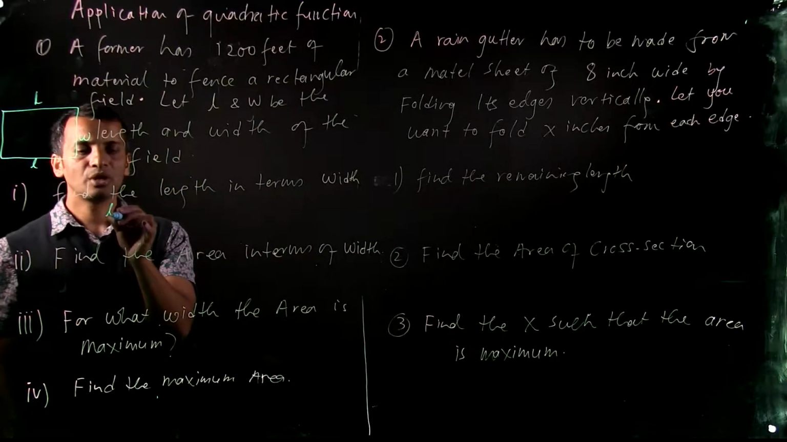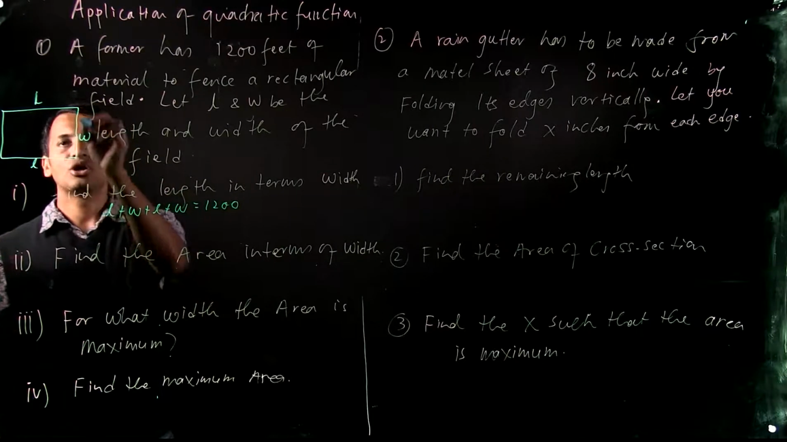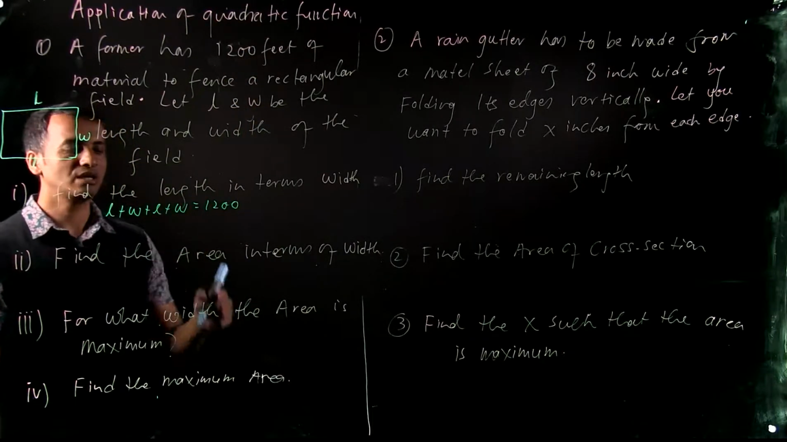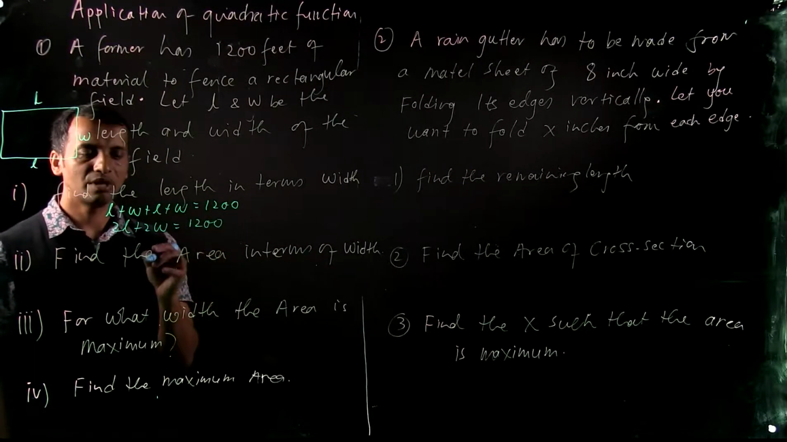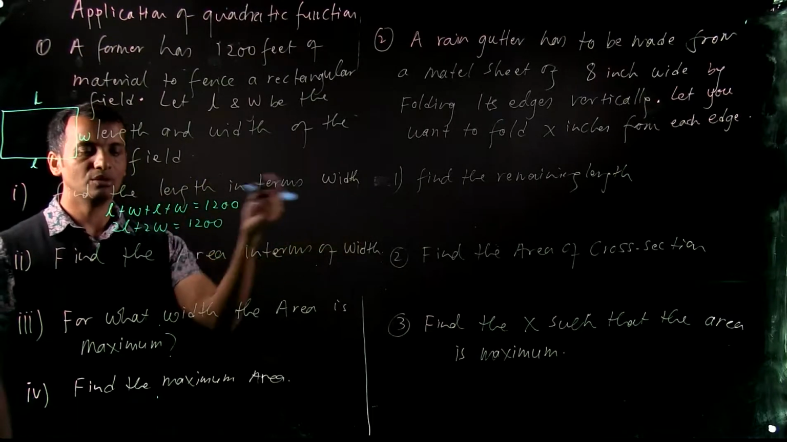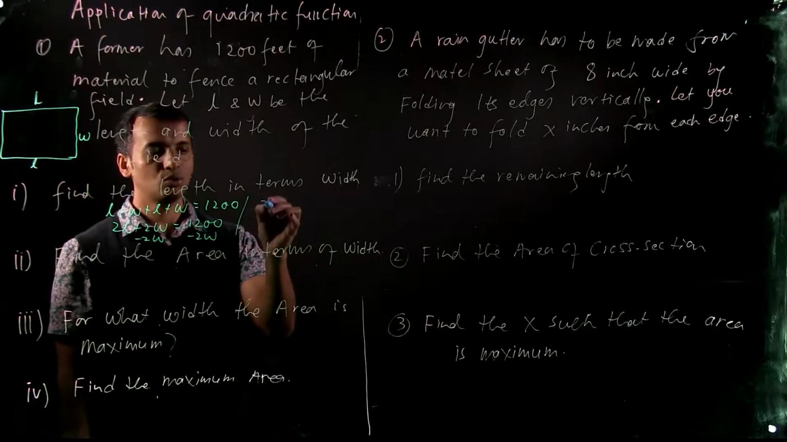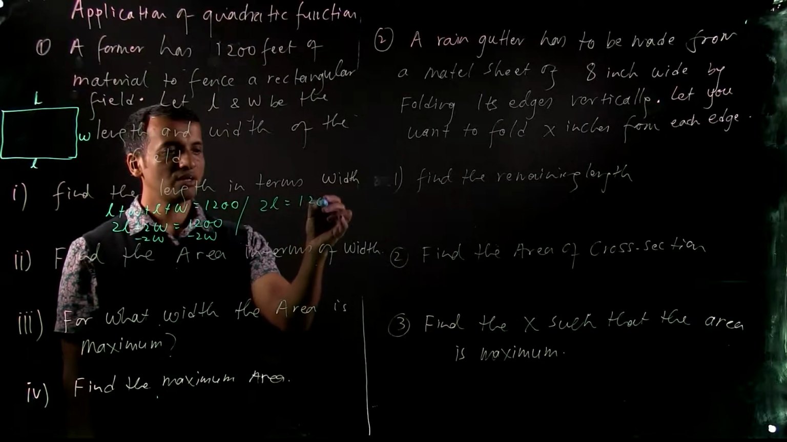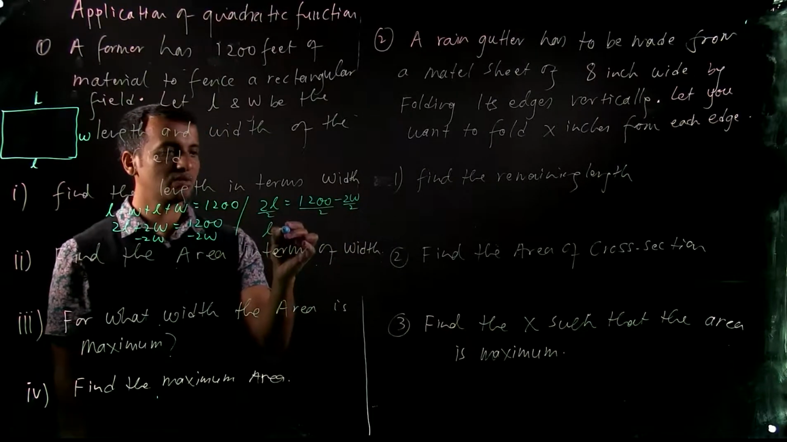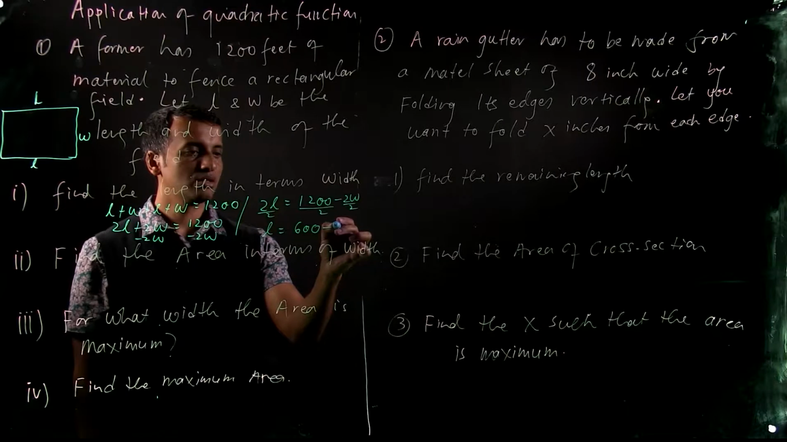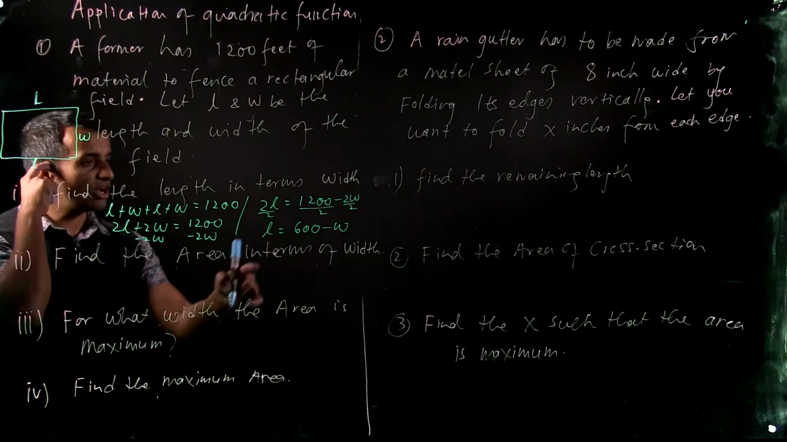From the given information, L plus W plus L plus W is 1200, because you want to fence all four sides with the 1200 feet of material. So 2L plus 2W equals 1200. You want to write L in terms of W, so subtract 2W. You get 2L equals 1200 minus 2W, divide by 2. You get L equals 600 minus W. That's L.